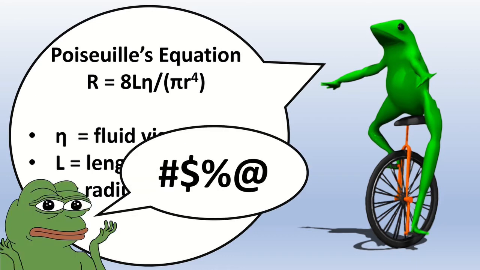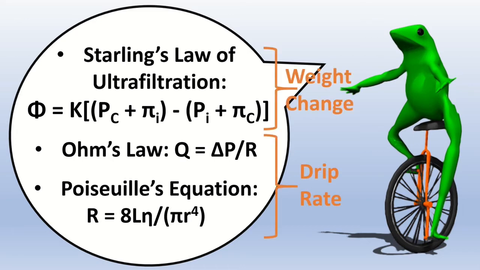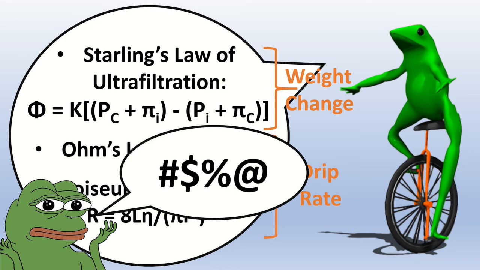Okay, so there is Starling's equation of ultrafiltration, Ohm's law, and Poiseuille's equation that are all used to explain fluid balance? That is correct. The three of these equations are very useful in determining mechanisms behind why things change during experimentation. For example, in many fluid balance experiments, the drift rate and weight change are measured. These equations are very useful in explaining how and why these two measurements vary under different circumstances. What type of circumstances do you mean, Dat?